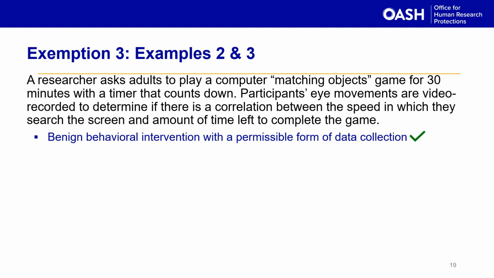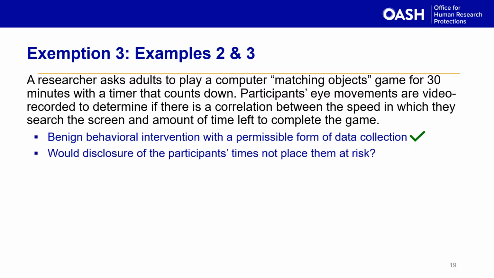Next, would one of the three provisions apply? We don't know about the participants' identities, so looking at provision number 2, would a disclosure of the information collected place the subjects at risk? Probably not. It's hard to imagine a situation where eye speed movements would affect someone negatively if disclosed. Since the second provision is satisfied, it does not matter whether or not the identities are known. Exemption 3 would likely apply here.